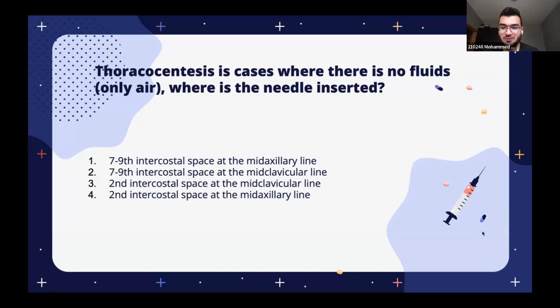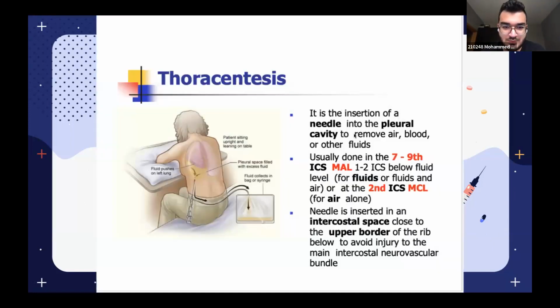Okay, so you do one, which is the 7th to 9th intercostal space at the mid-axillary line, when there are fluids. The way you can remember this is that fluids settle at the bottom because gravity pulls them down, so it's lower in the lungs. But air is at the top, so you put it at the top to make the air escape. Here's a diagram to help you figure it out. At the bottom there are fluids, so you insert it at the 7th to 9th axillary line to drain it. But if it's only air, you insert it at the top, at the midclavicular line, right here, to drain the air. Clear? All good?